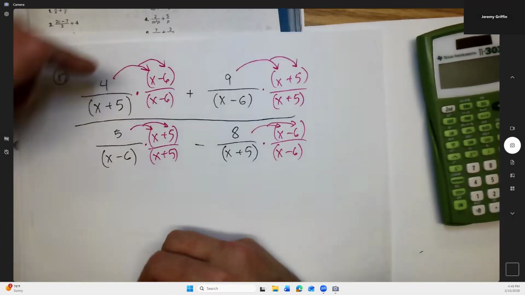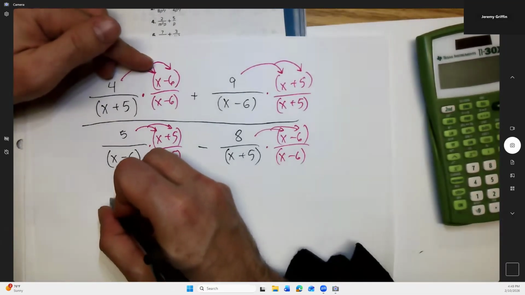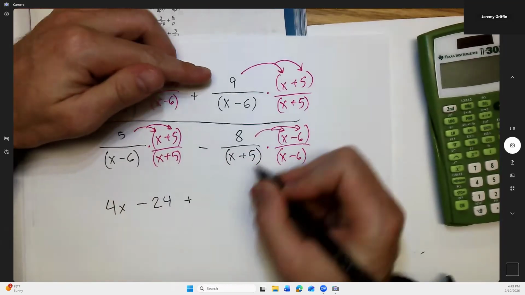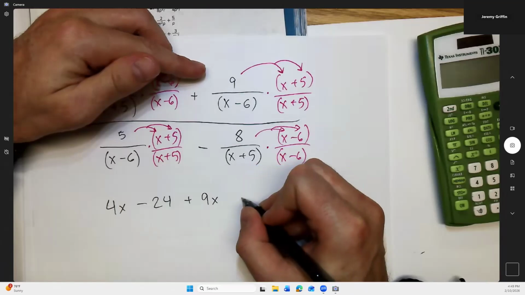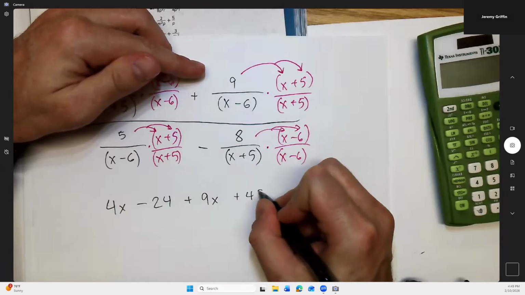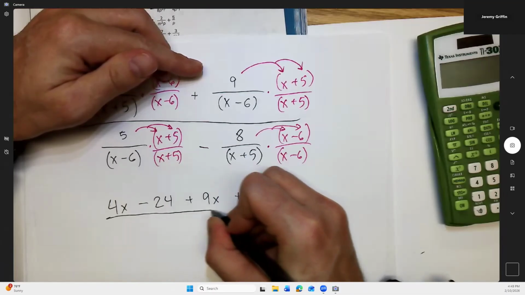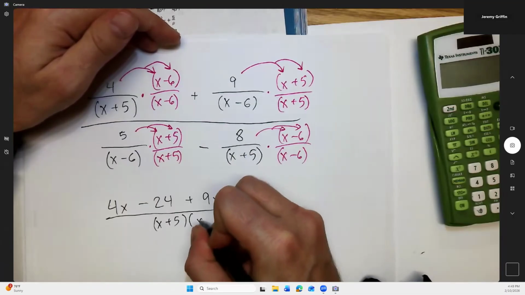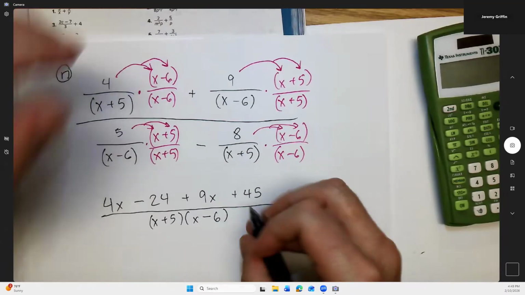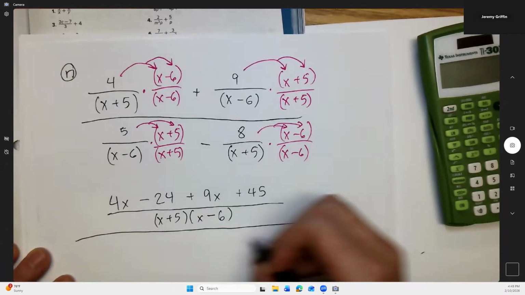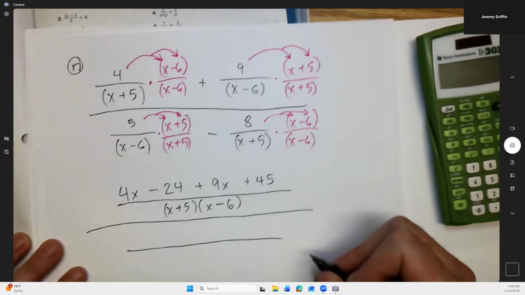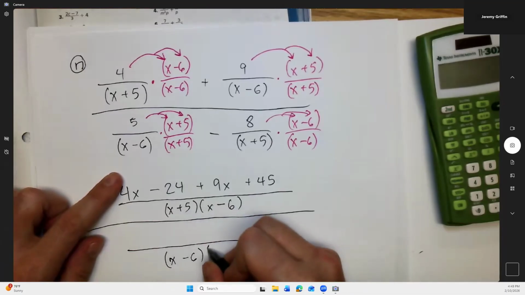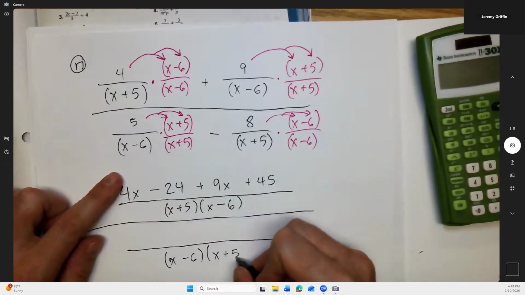It's all right. So 4 times x minus 24 plus 9x plus 45, all divided by x plus 5, x minus 6, I meant. There you go. And then that fraction is divided by a completely different fraction, but we'll have the same denominator. That's interesting. So I'm sure that'll greatly simplify pretty soon.